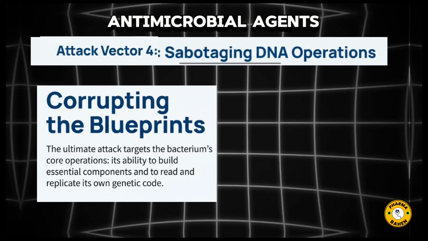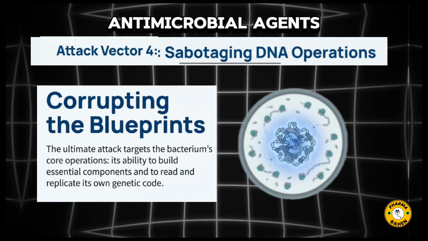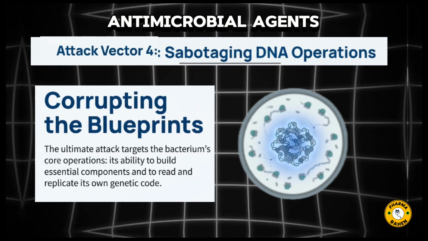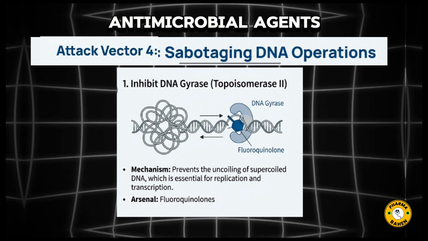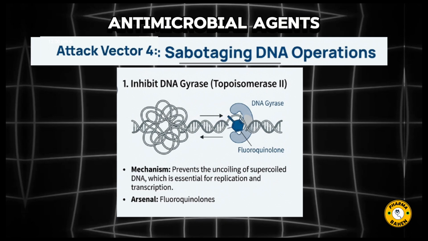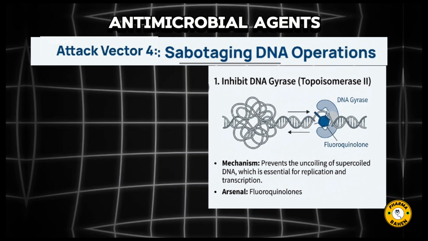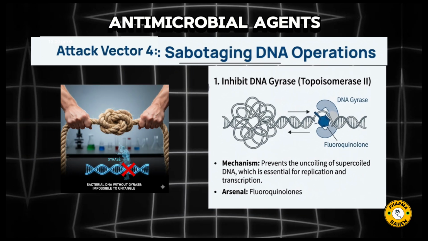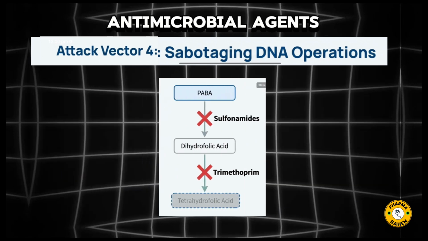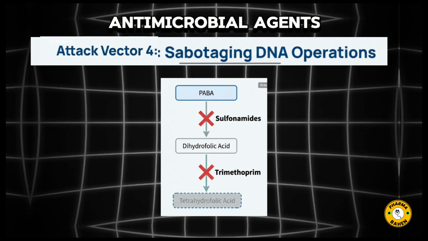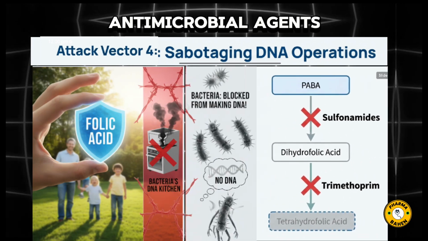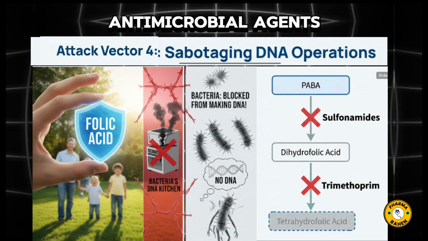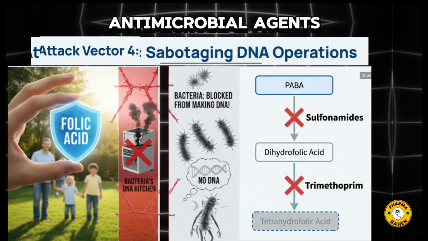Weapon 4, the blueprint erasers, the nucleic acid inhibitors. Finally, we attack the core blueprints. Fluoroquinolones block an enzyme called DNA gyrase, which normally untangles the DNA so it can be copied. Without it, the DNA becomes a tangled and useless knot. Sulfonamides act as imposters, blocking the bacteria from making folic acid, which is essential for building DNA. Since you eat your folic acid instead of making it, the drug kills the bacteria and leaves you alone.